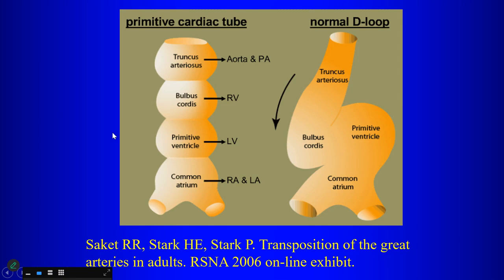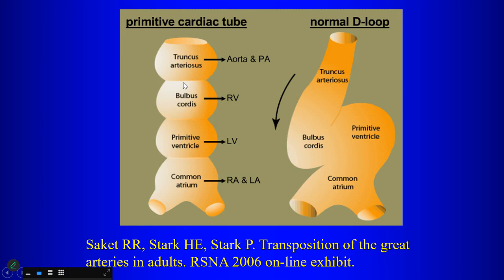All right, so let's go over this again. So we have our primitive cardiac tube. It has these different components, right? So this part here, the common atrium, that's going to differentiate into the morphologic right atrium and the left atrium. This primitive ventricle will form the morphologic left ventricle. This part called the bulbus cordis will form the morphologic right ventricle, and then the truncus arteriosus will divide into the aorta and the pulmonary artery.